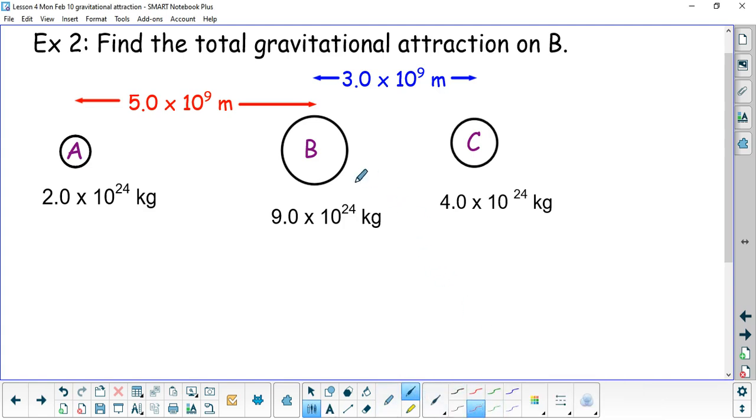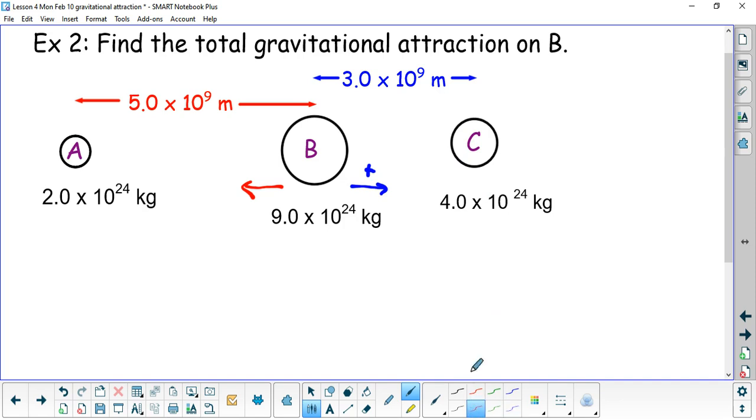So when I think about what A is doing, A is trying to pull B this way. And then if we look at C, it's trying to pull B this way. And this one is more massive and closer, so obviously this one is going to win. So I'm going to consider this the positive direction, because this is going to be the kind of winning direction. I can see that just by assuming.